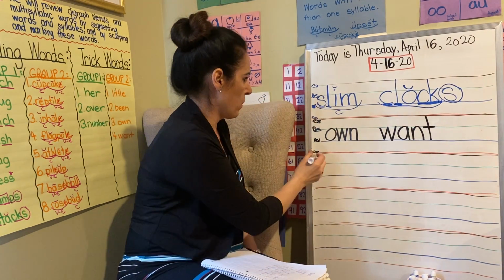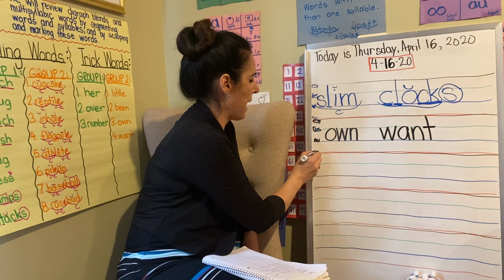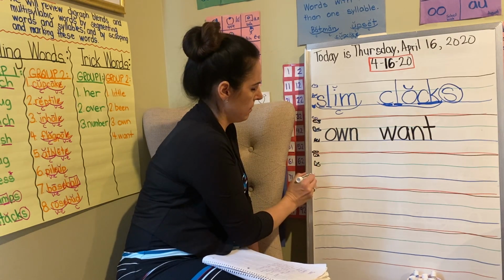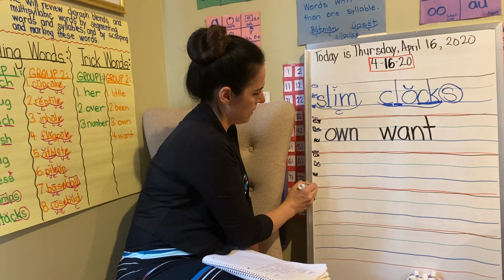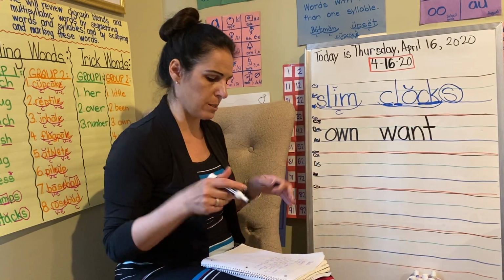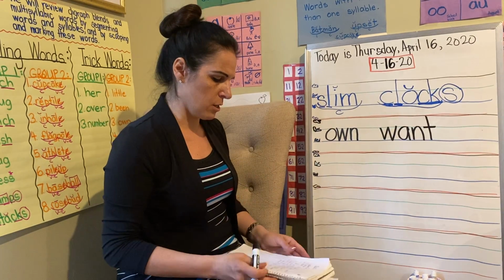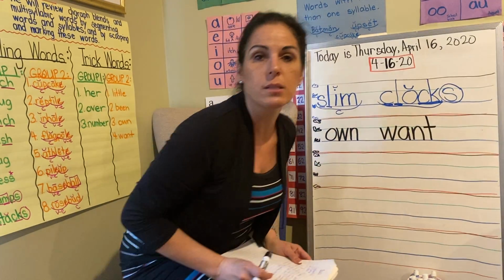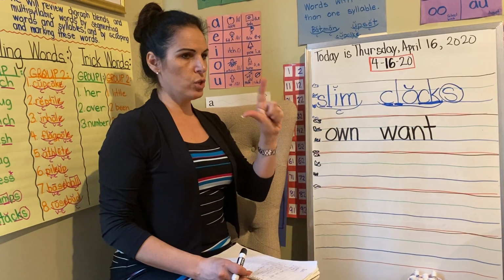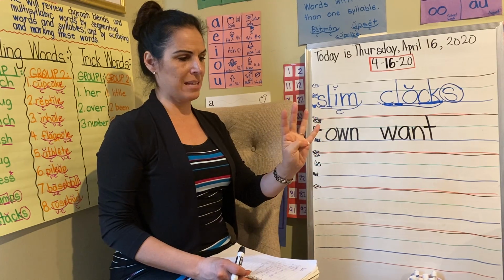While you're writing that, I'm going to put a cloud for the skyline, an airplane for the plane line, grass for the grass line, and a worm for the worm line. If you need to pause it to write your words, go ahead and pause it. Otherwise, I'm going to keep going. Okay, so our sentence is, do you want to own that toy?